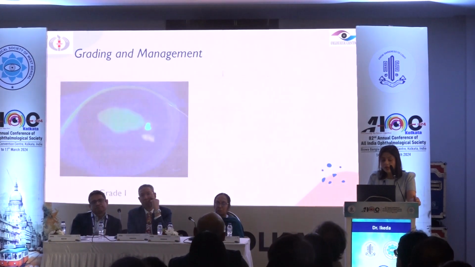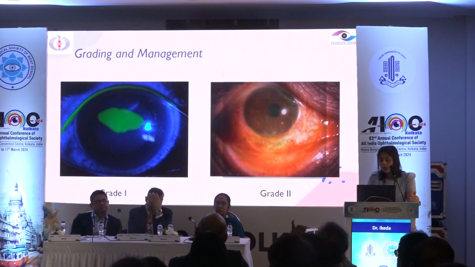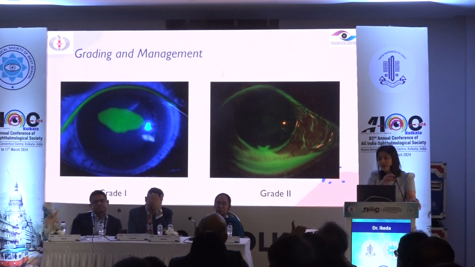So let's look at a few cases now. This is a grade 1 chemical burn. We don't have any involvement of the limbus. There is no stain taken up in the limbus. And this is a grade 2 burn, and staining helps us in assessing the extent of the epithelial defect both on the conjunctiva as well as the cornea, and these can usually be managed with medical management alone.